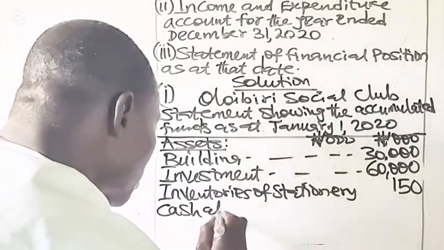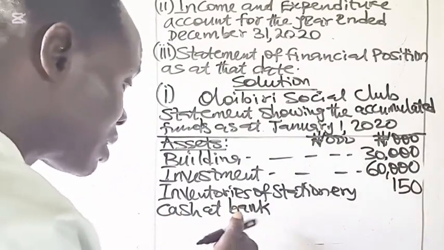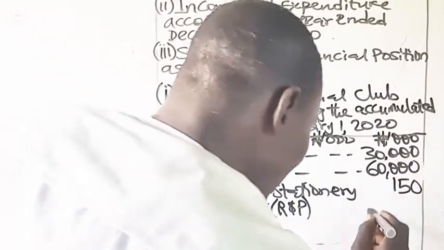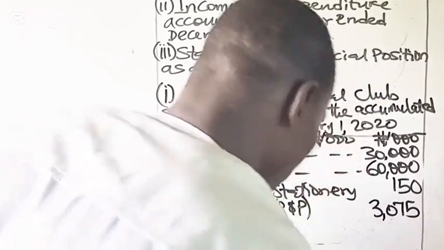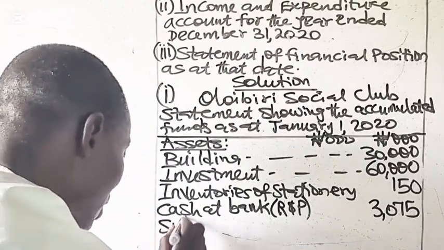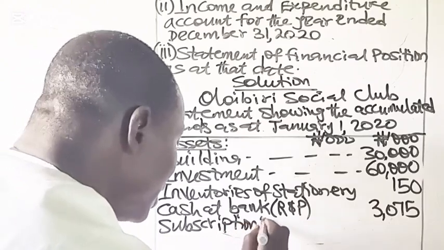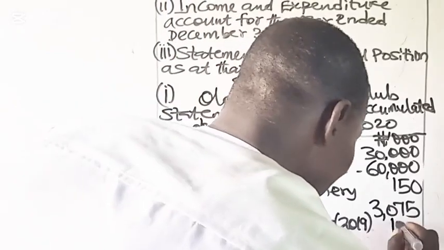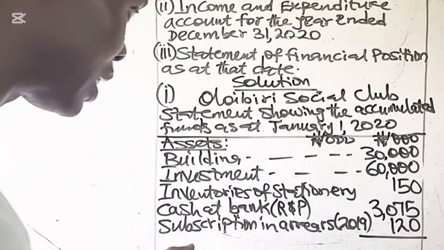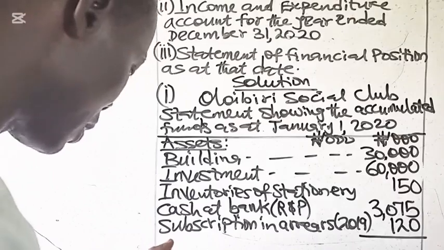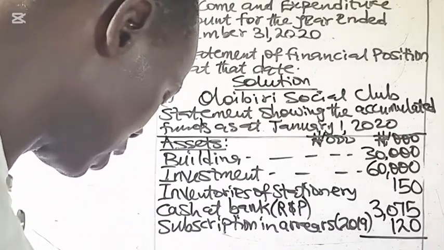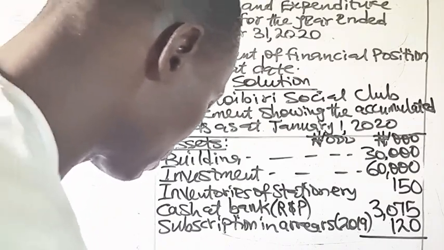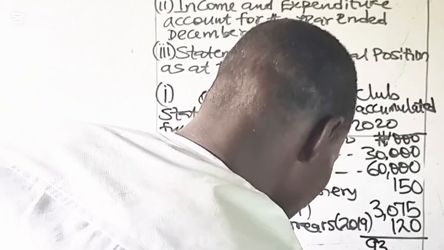Cash at bank or cash in hand. So this is the opening balance in the receipt and payment account. Receipts and payments. And the opening balance is 3,075. That is the amount we have as our balance brought down in the receipts and payment account. Then we have subscription in arrears. That is the subscription for 2019. So this is equally obtained from the receipt and payment, and it is 120. So the total of all the assets, 30,000 plus 60,000, that is 90,000. 90,000 plus 150 plus 3,075 plus 120. So we have 93,345.